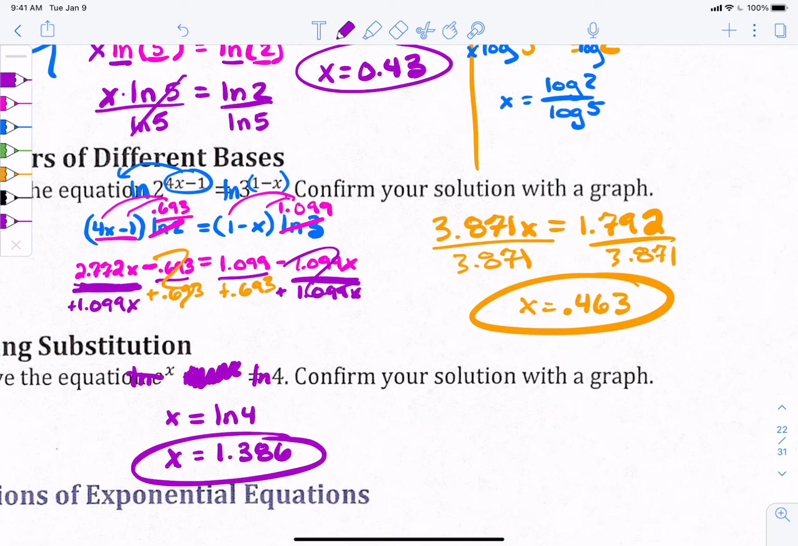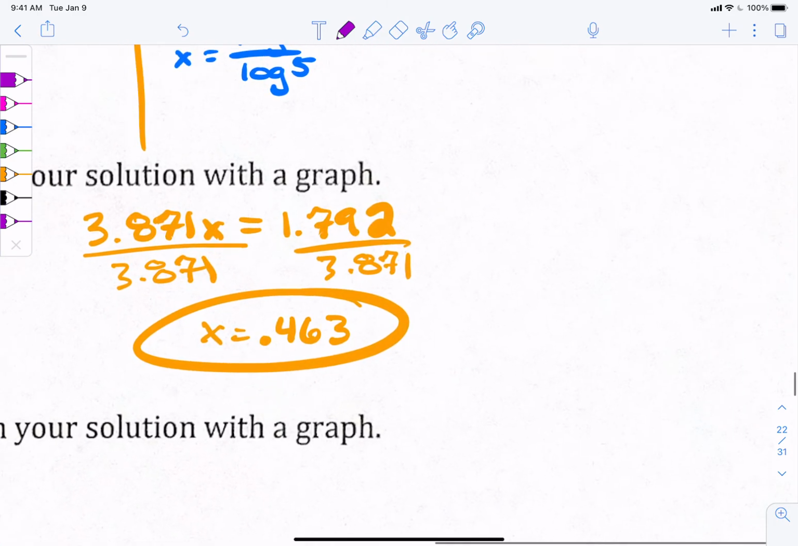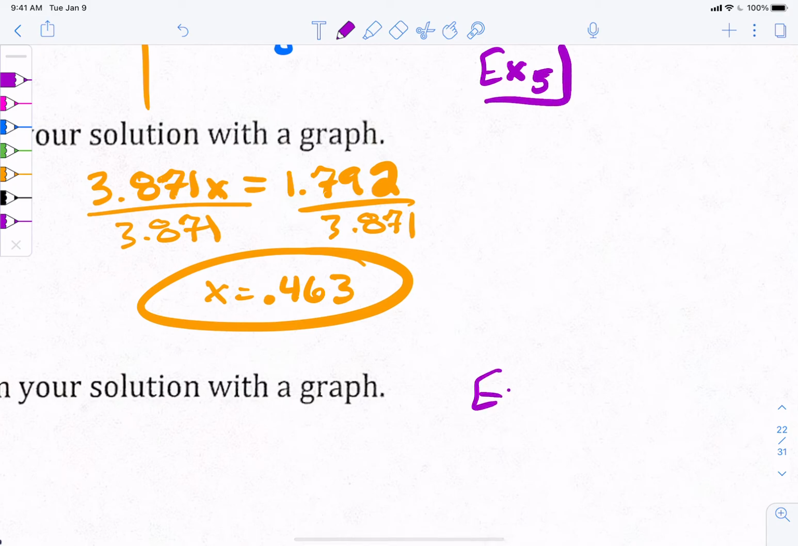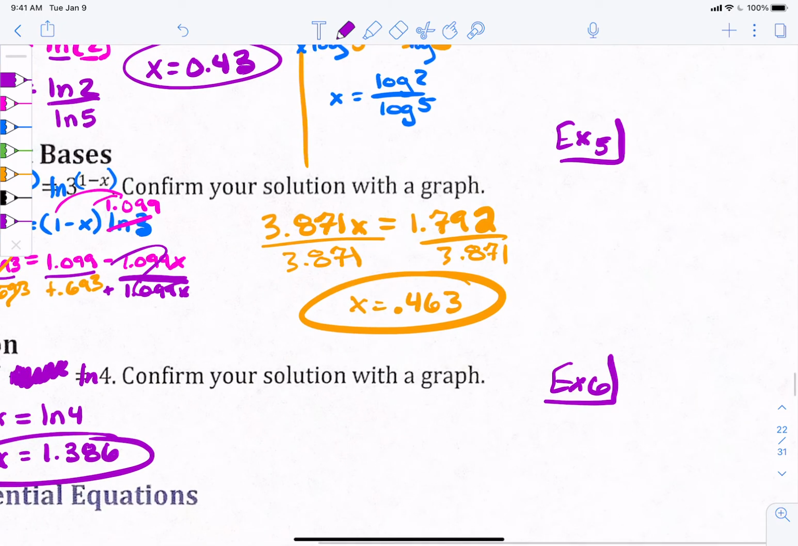I'm going to add maybe 2 more examples off to the side over here. So do example 5 and example 6. I'll make these short. Example 5, example 6, whatever you want to list them as.